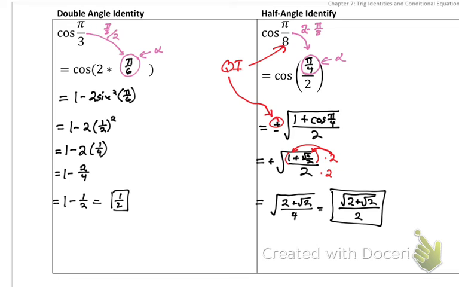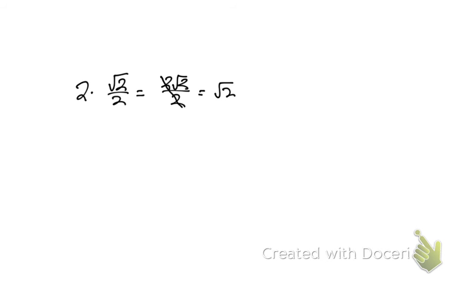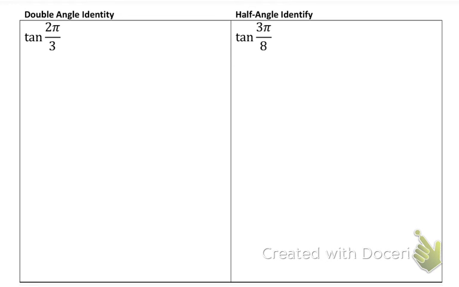Other questions on that one? Okay, then we switch to tangent. It says the same thing I just wrote there. It says use the double angle identity and use the half angle identity. So this time we have to do a little work here.